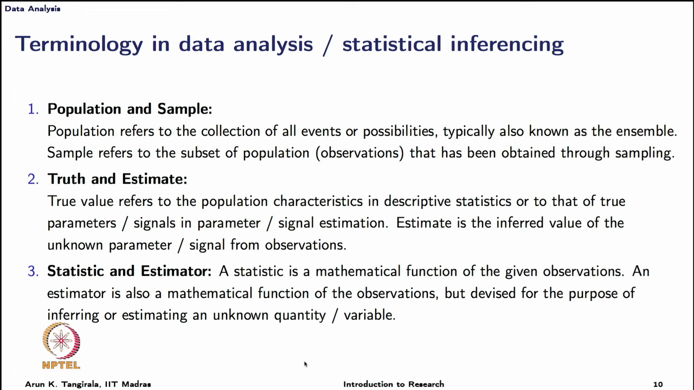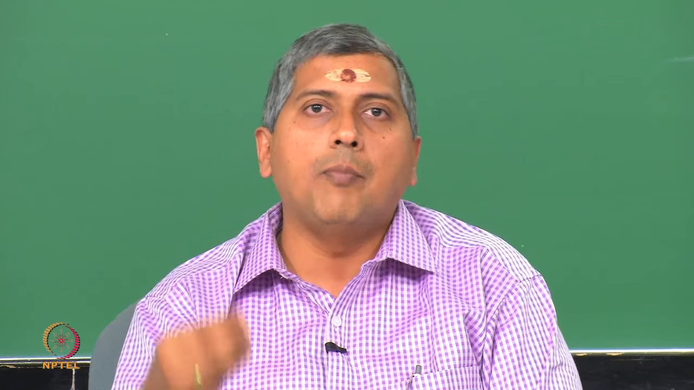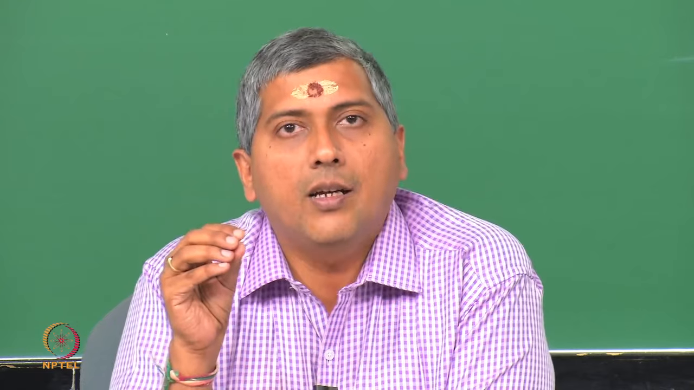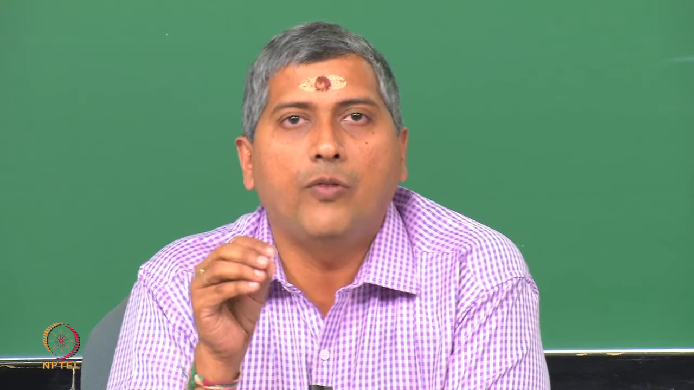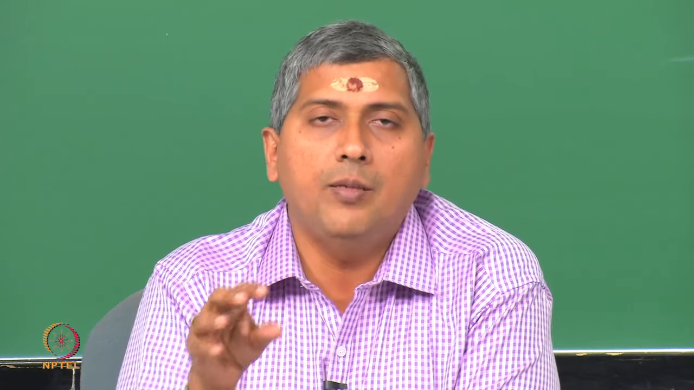Associated with this estimation, you have these terms called statistic and estimator. A statistic is nothing but a mathematical function of your observations. Again, the sample mean is a statistic, the sample variance is a statistic. It is simply a mathematical operation that you are performing on the observations. An estimator is also a mathematical function. You can say it is a soft device or a virtual device that operates on the data in a mathematical way and gets you an estimate of what you want.